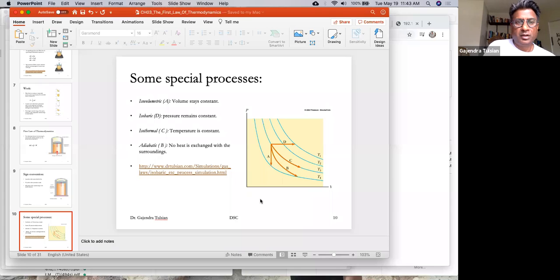Again, isovolumetric process, volume is constant. Isobaric process, pressure is constant. Isothermal process, temperature is constant. And an adiabatic process, no heat is exchanged.